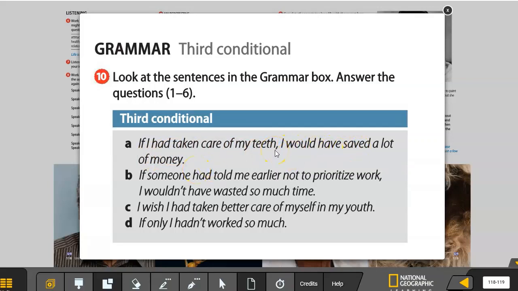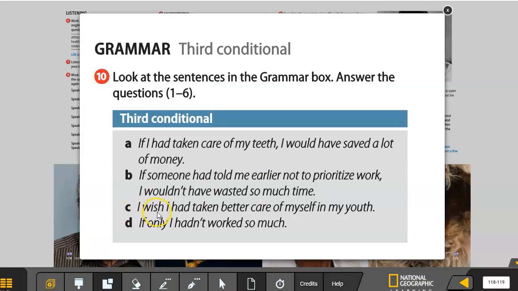Okay, so in this case, he didn't save money. Okay, he spent or she spent a lot of money. That's why, okay, she's expressing or he's expressing a regret. Now, if someone had told me earlier not to prioritize work, I wouldn't have wasted so much time. The fact here is that he or she wasted so much time. Okay, so he or she can't change that.